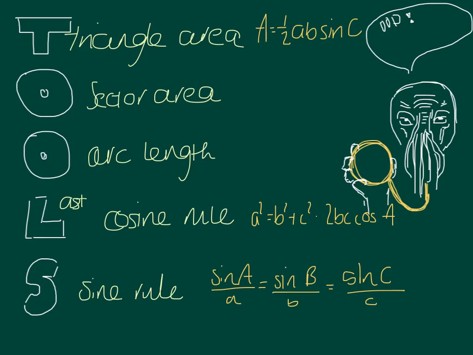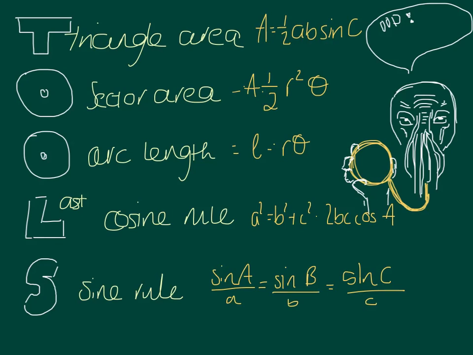Okay, sector area is a half of r squared theta, and arc length, L, is r theta. Now, what on earth do they mean?